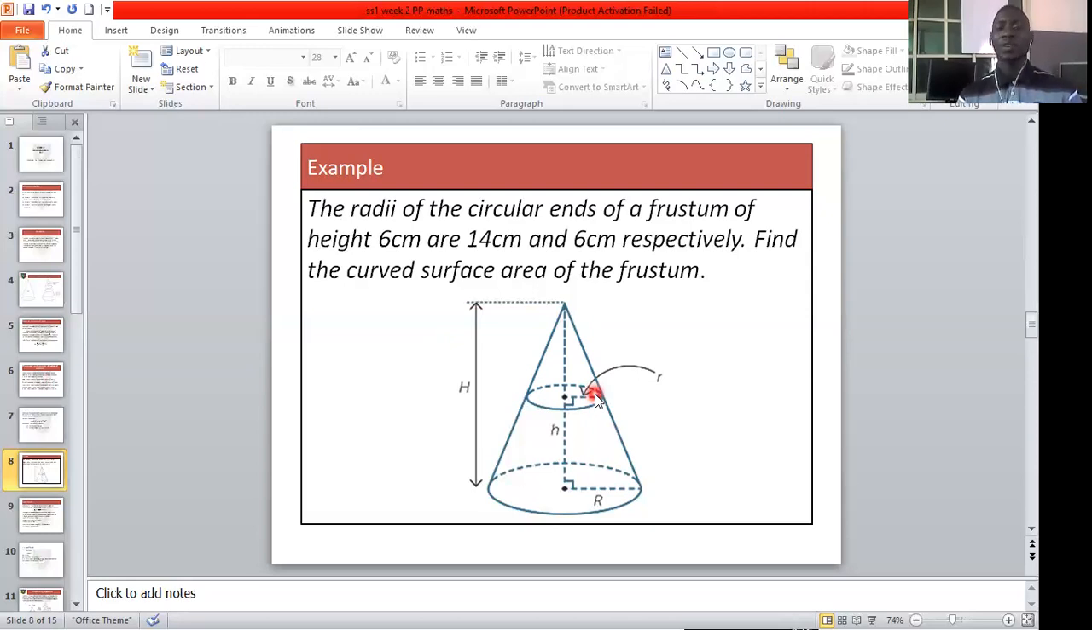From the explanation earlier, the curved surface area is given as the curved surface area of the larger cone minus the curved surface area of the smaller cone. You find the curved surface area of the whole cone, then you subtract the curved surface area of the smaller cone. Or you use A equals pi L open bracket capital letter R plus small letter r. In that equation, L is the slant height of the frustum, that is from here down here, capital letter R is the radius of the whole cone, while small letter r is the radius of the smaller cone, the top of the frustum. So let's go to the solution.